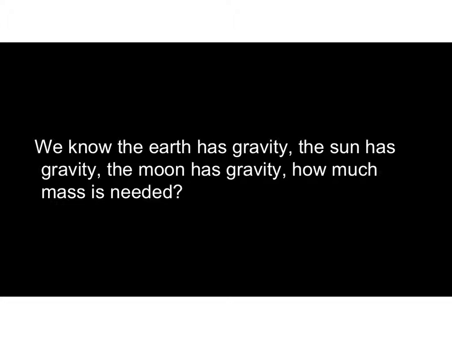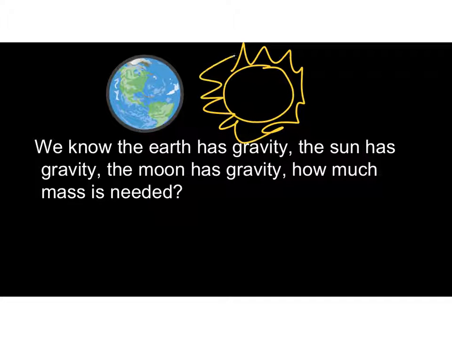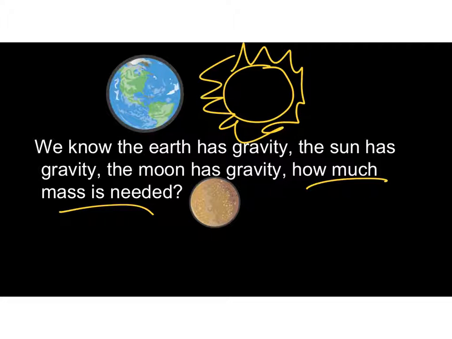So we know that the Earth has gravity. And we know that the Sun has gravity. And even the Moon has gravity. So I guess the next question is, how much mass do you actually need to have gravity? And again, Newton thought about this, and he thought, what is this magic value? How much mass do you need? And the more he thought about it, he thought maybe there is no magic number. Maybe any mass would have gravity.